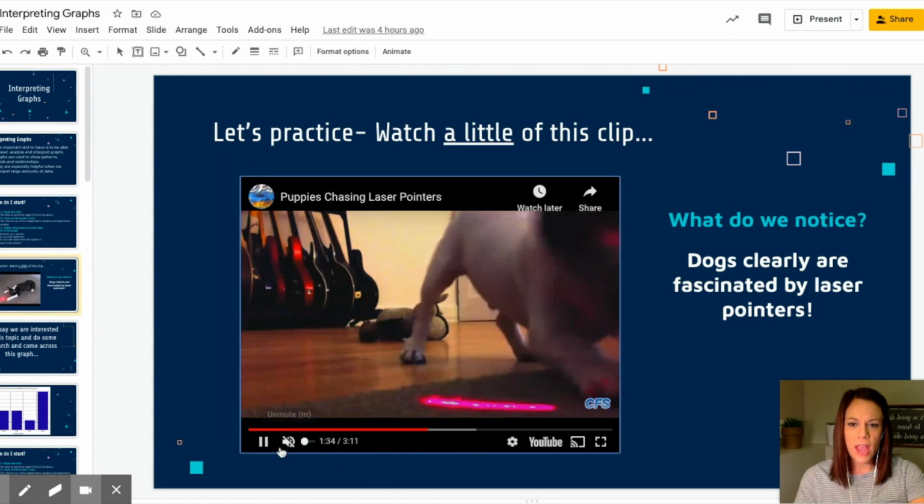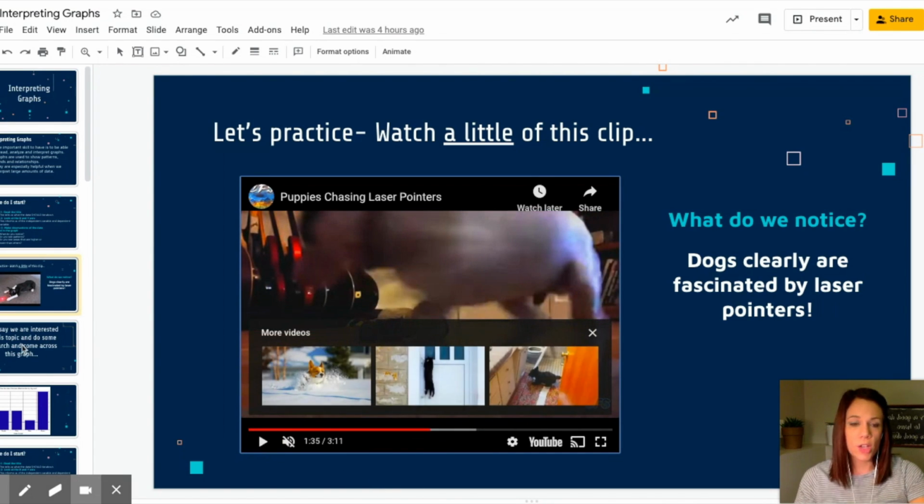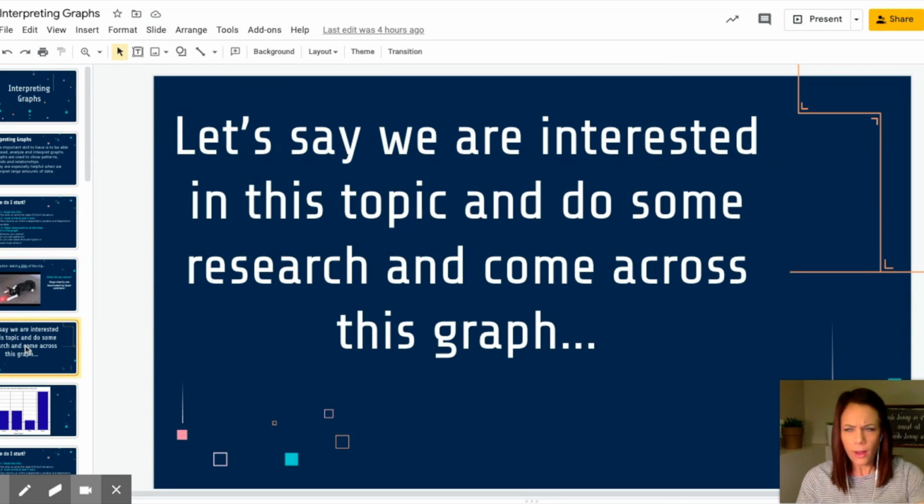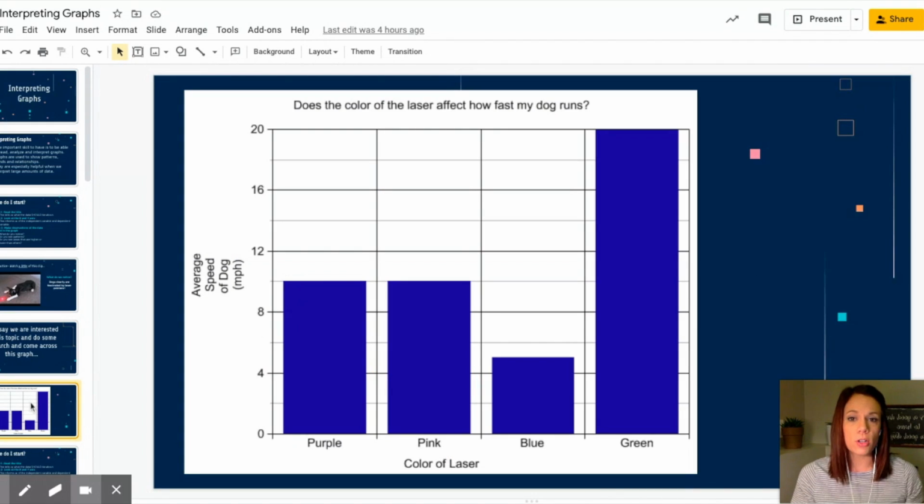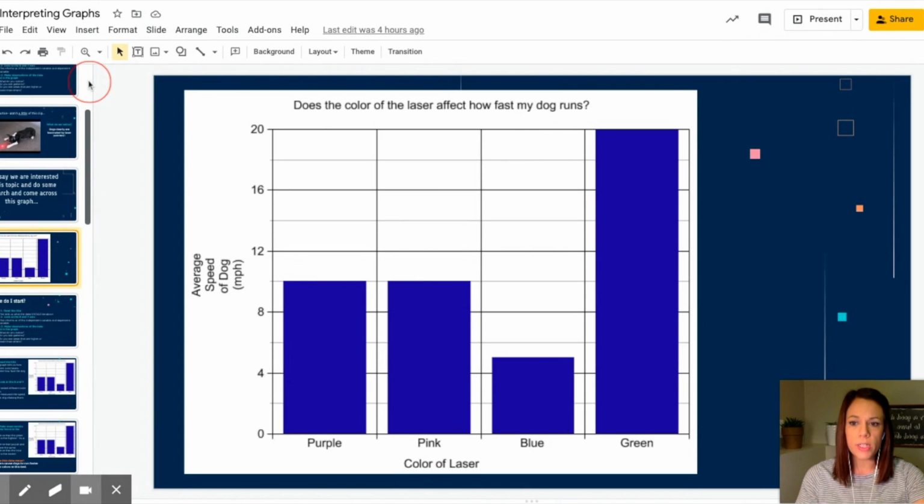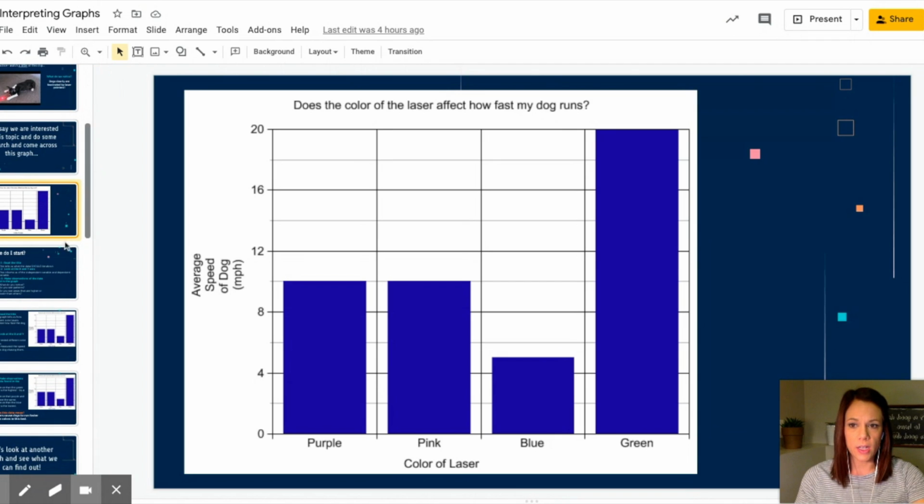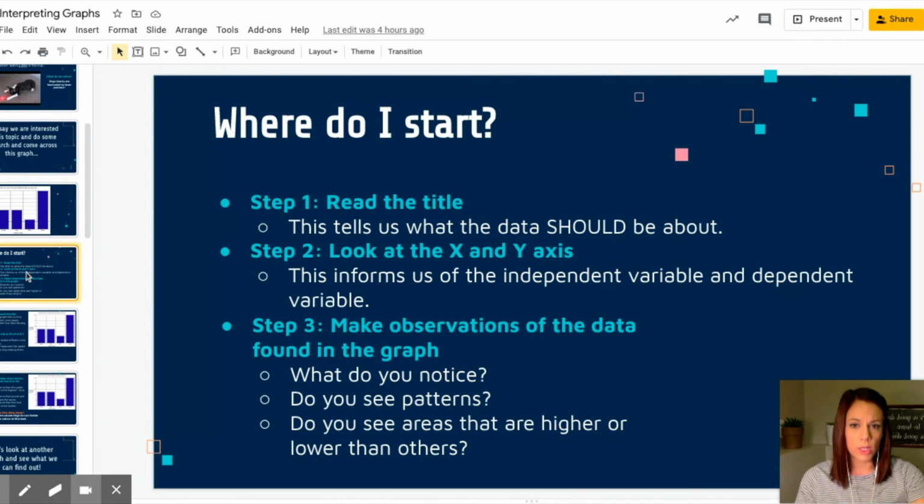That guy's cute. And we do some research. So we watch that and we think, I want to figure out what's the deal with animals and laser pointers. And so we're doing research, and let's say we come across this graph. Okay, what are we going to do? What steps are we going to take to interpret this graph? Again, let's start with these 3 steps.